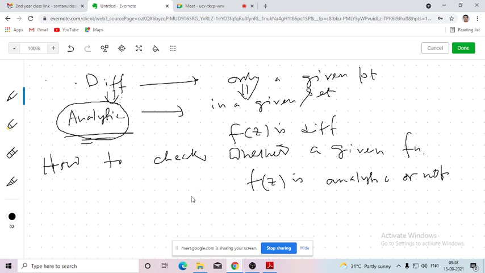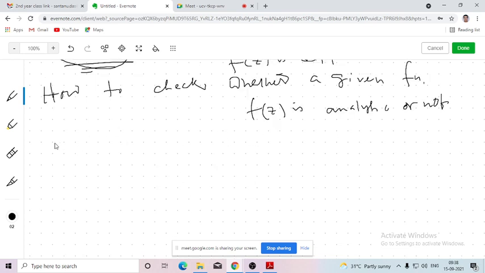How to check? For that we will be studying one theorem. This is called the necessary and sufficient condition. Before discussing how to check whether a given function is analytic or not, I want to tell you one thing which is required here to study the theorem, that is called the necessary and sufficient condition.